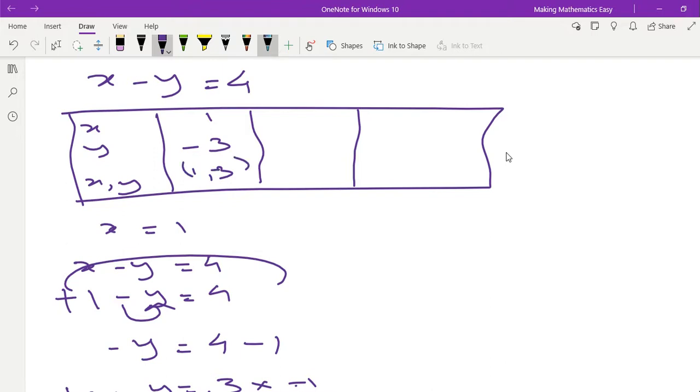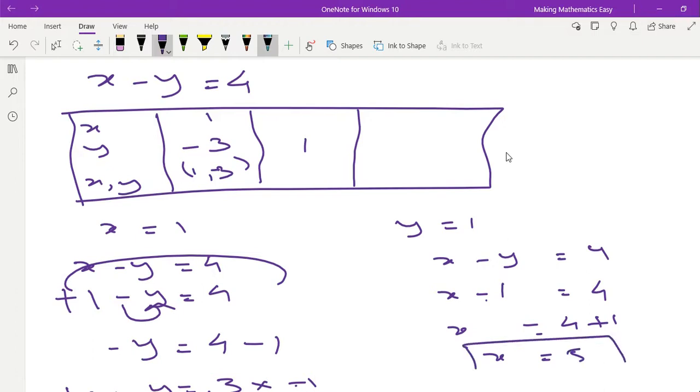Okay, now let's take the value of y as 1. When y is 1, I'll be substituting the value in the same equation, so that will be x. I have to find out x minus y, this is 1, is equal to 4. When I send this minus 1 to the right hand side, this will become positive, so x is equal to 5. So x will become 5, this will be (5, 1).